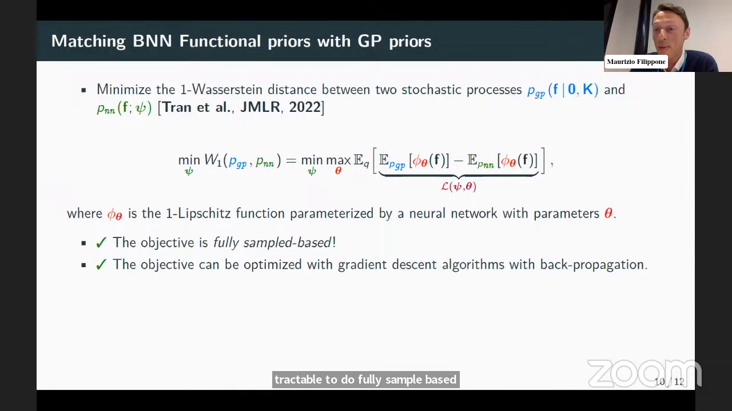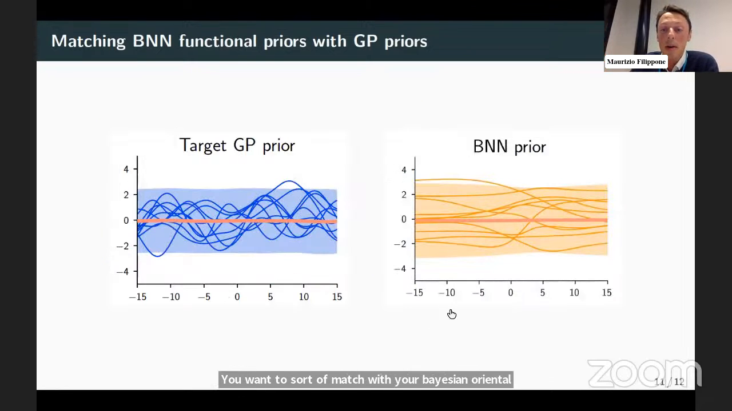So if you don't like Gaussian processes and you like something else that you want to match with your Bayesian neural network or deep Gaussian process, you can actually do it as long as you can obtain samples from it. So this is how the optimization works.